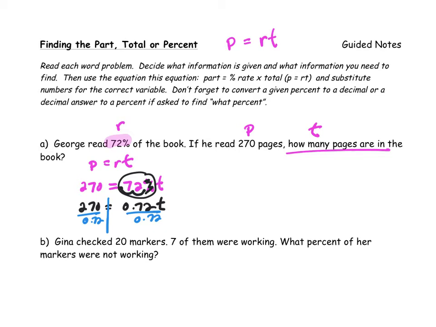And it turns out that 375 equals T. So now we want to know what we answered. It says how many pages are in the book. There are 375 pages in the book.